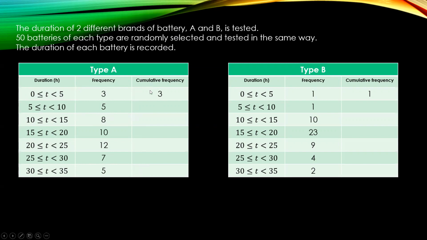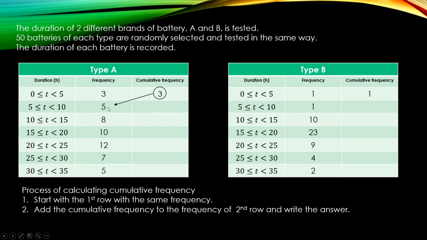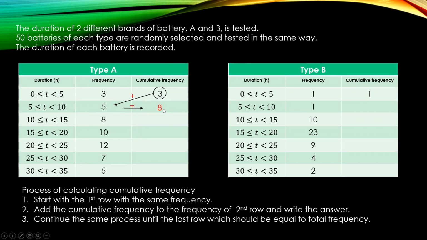So for the cumulative frequency, you can see I add one more column here. The way is you start with the first one, which is 3. Then we keep adding: we add the second one, which is the 5 here, then we get the result, and we write it here. So it becomes 8.